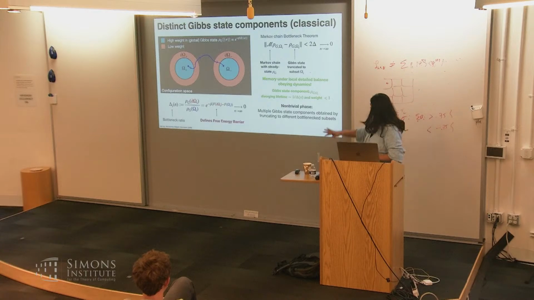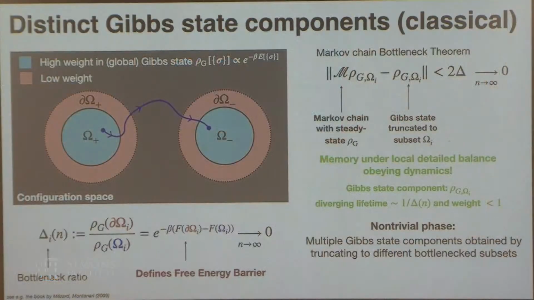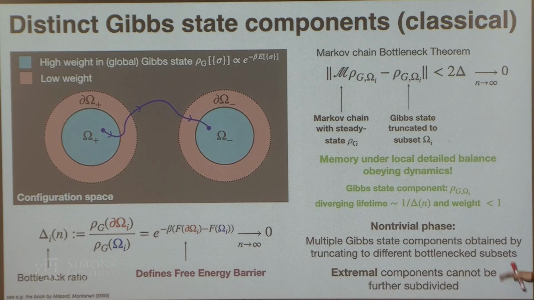Yeah. Okay. So a non-trivial phase is then one where there are multiple Gibbs state components obtained by truncating to different bottleneck subsets, and extremal components are those that cannot be further subdivided. Yeah. So do extremal Gibbs states in your setting have clustering of correlations?